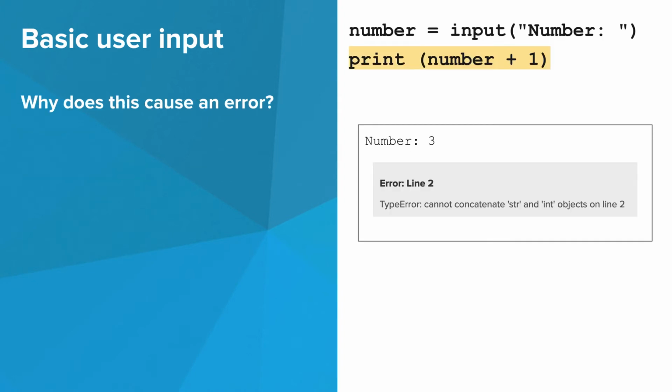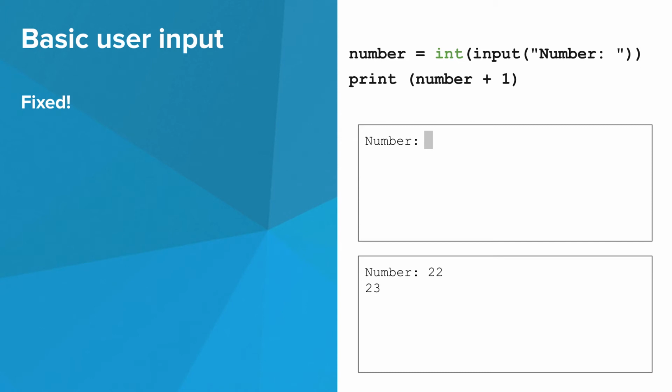This is a problem if you want to perform some mathematical operation on a number entered by the user. The program at the right causes an error because the type of the variable number is str, and you cannot use the plus operator on a str and an int. Fortunately, Python provides a handy function called int that converts a string into an integer, as long as the original string really contains a number.